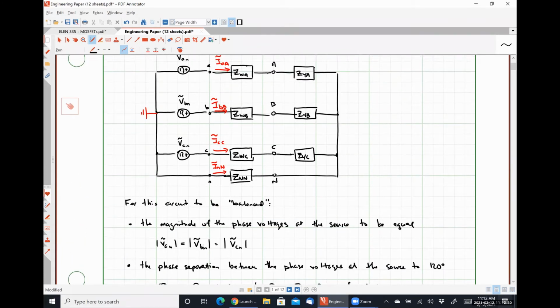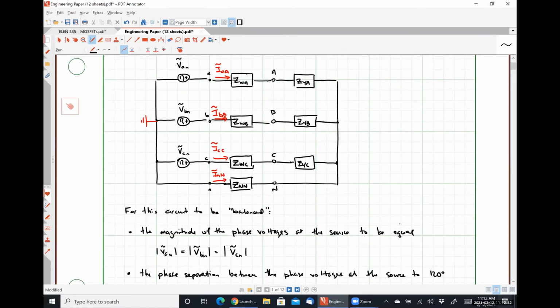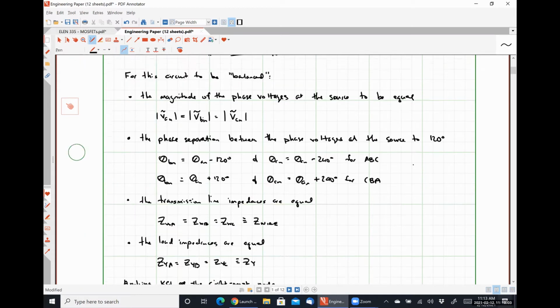So I am going to say that my current IAA is simply this voltage, VAN, the voltage at that node with respect to ground, minus the voltage at this node, V capital N lowercase n, divided by the impedance between those two node points, ZWA plus ZYA. And I can follow suit for the remainder.